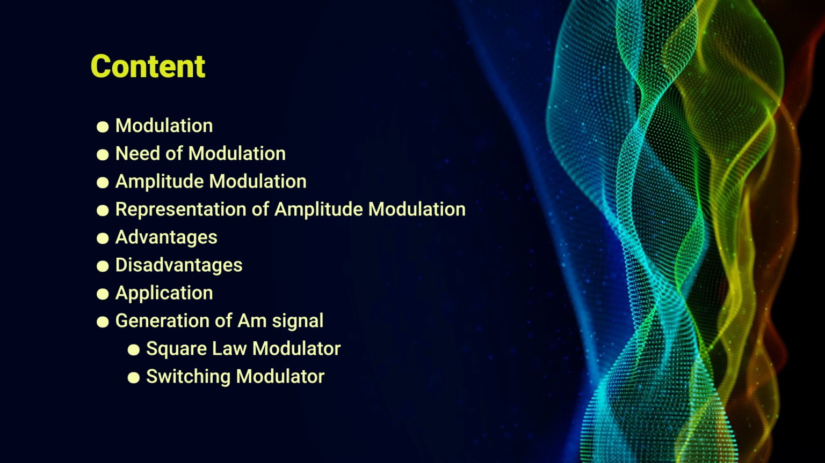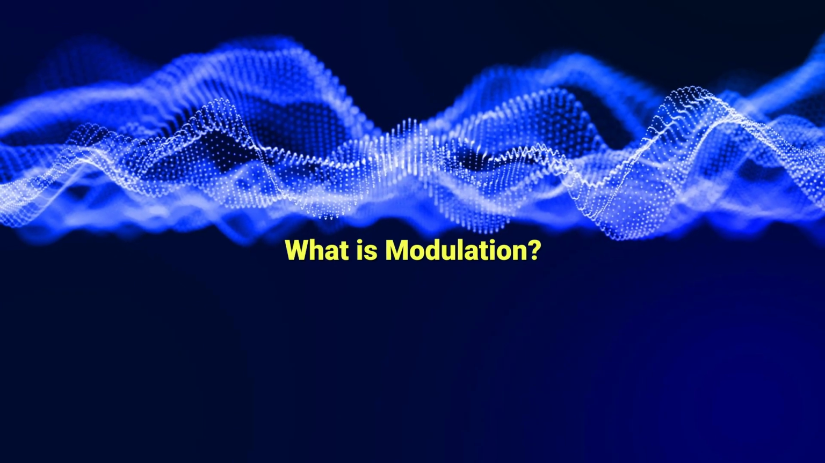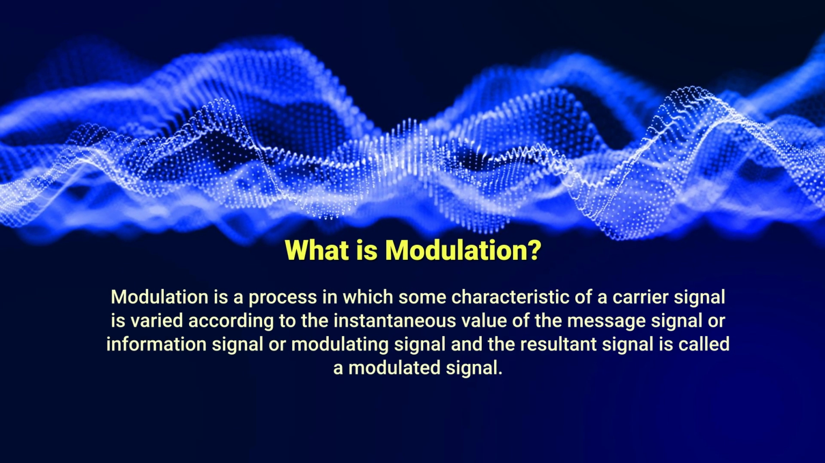Basically, there are two methods for generating amplitude modulated signal. The first one is square law modulator and the second is the switching modulator. Now, first we will see what is modulation.